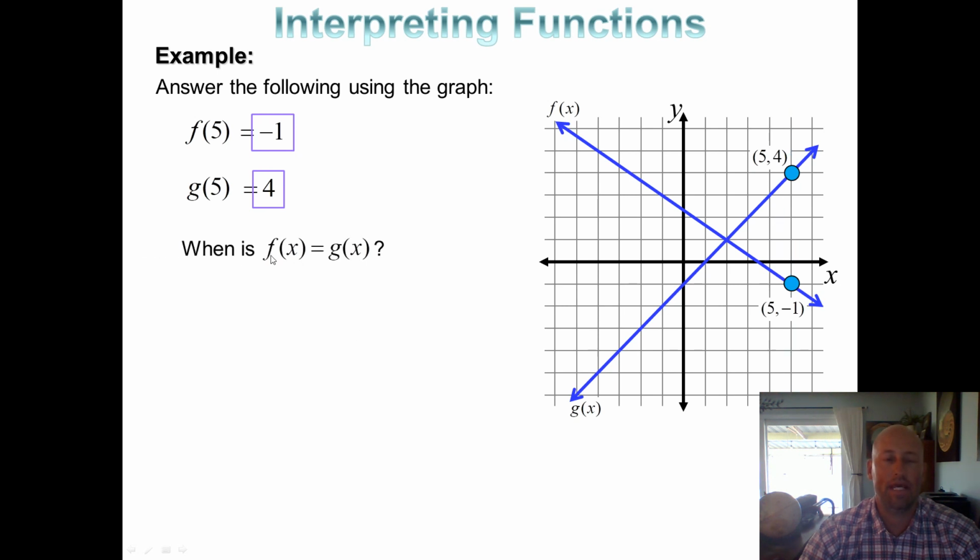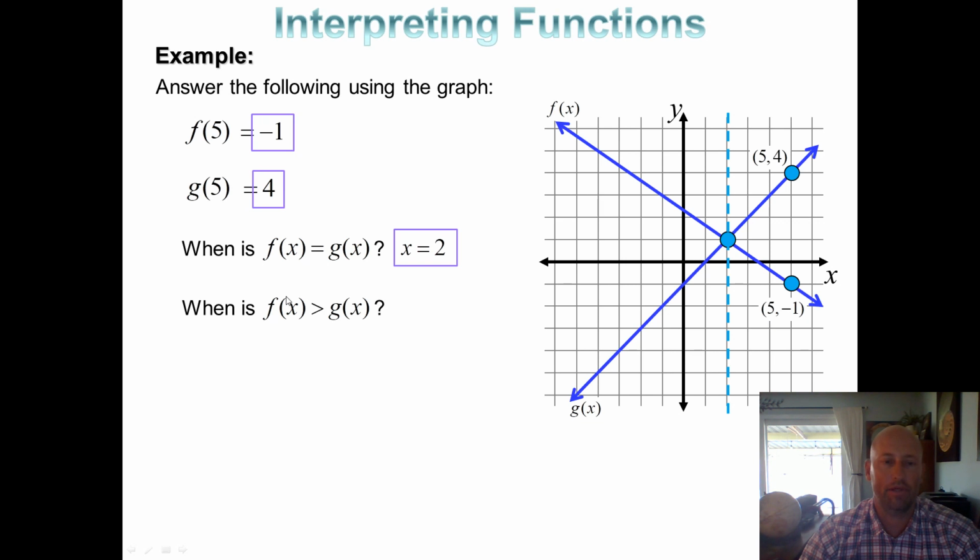Now it's asking when is f of x equal to g of x. Whenever it's when, you're looking at your x value. It's just asking what is the x value when they're equal. So we're looking at the x-axis. They're equal right here, at 2. So the answer would be x equals 2, because that is where they're equal. That's where they intersect. That is the input where they intersect, at x equals 2.